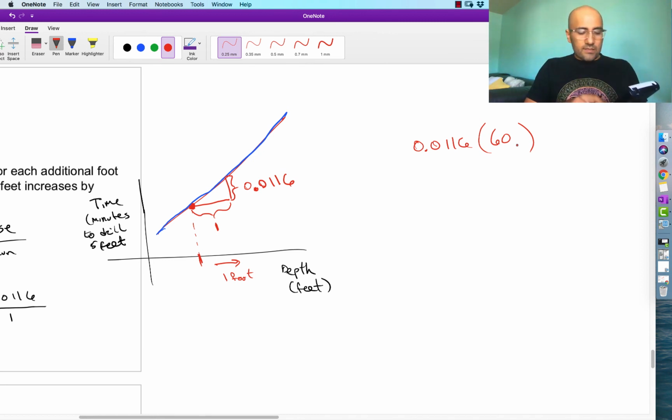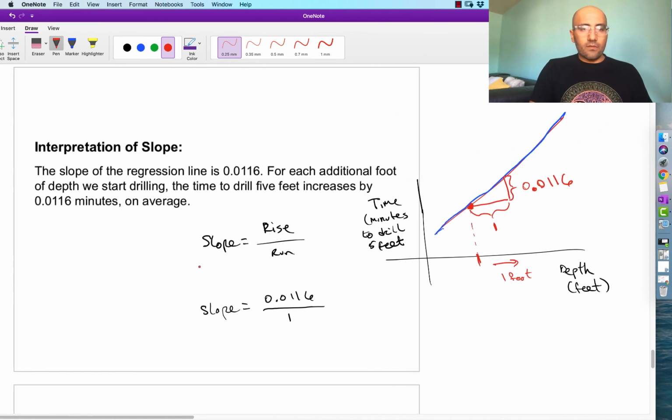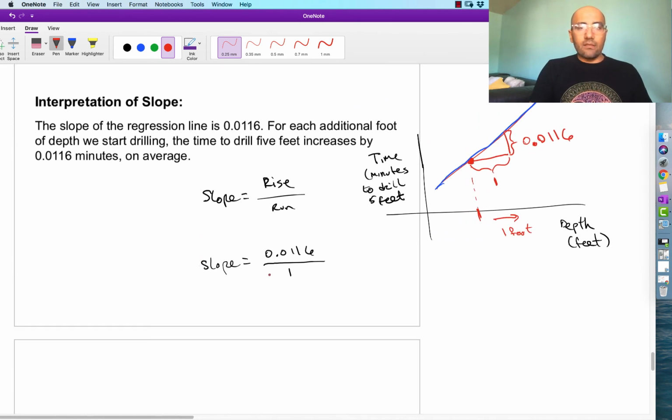0.0116 times 60. That's about 0.696 seconds. Still pretty small. 0.696 seconds. That's another way of saying it. For each additional foot deeper at which we start to drill, it will take an additional 0.696 seconds to drill 5 feet. For each additional foot in depth we start drilling, the time to drill 5 feet increases by 0.0116 minutes on average.